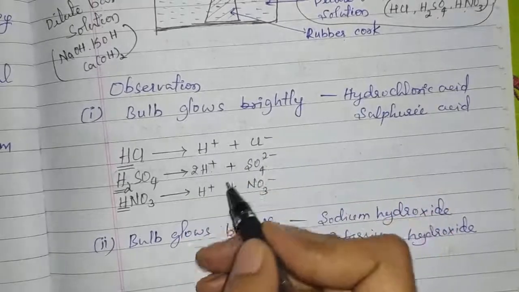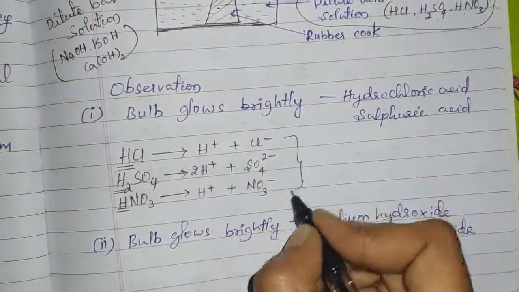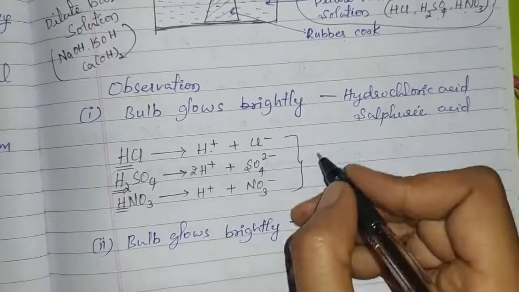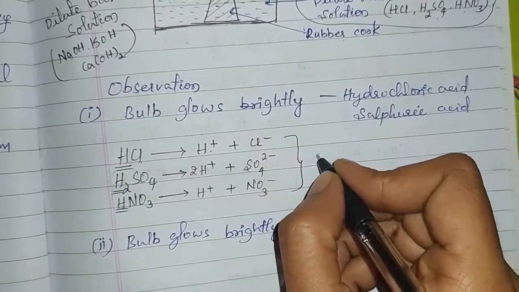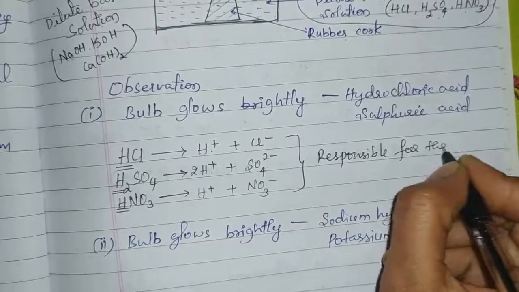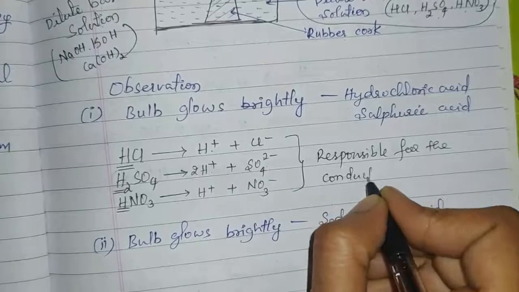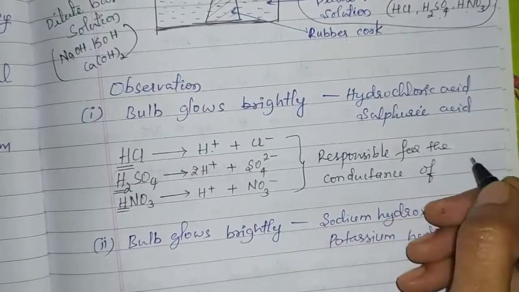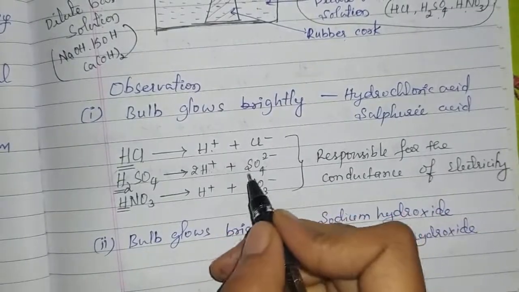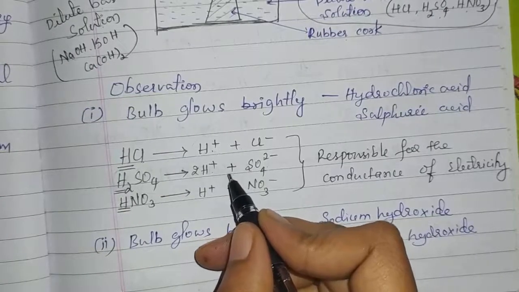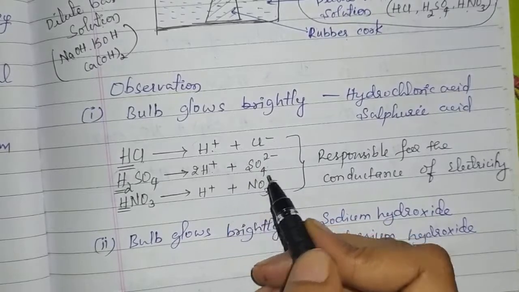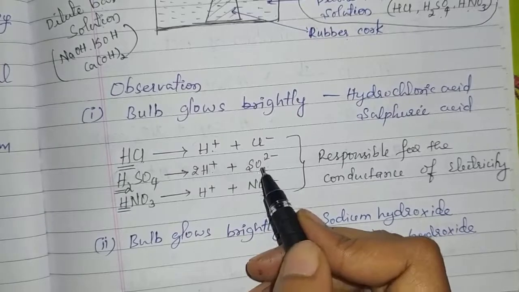These ions, H plus, Cl minus, sulfate, nitrate, all these ions are responsible for the conductance of electricity. These ions are mobile, and while moving they carry the electric current. Because of the movement of these ions, electricity is conducted, and as a result the bulb glows brightly.